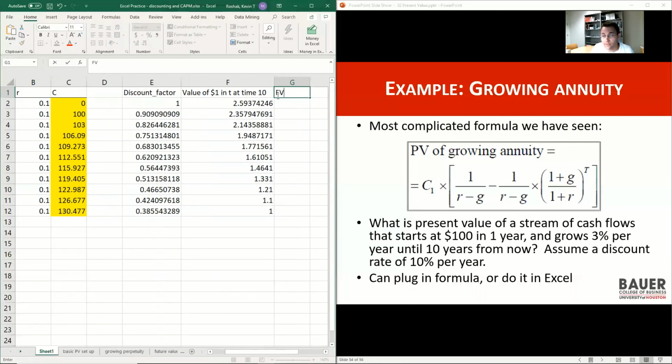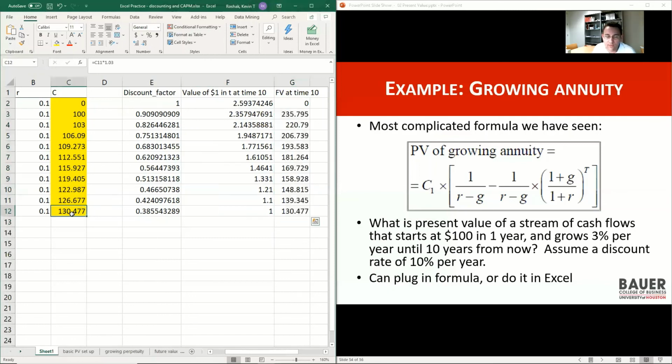So I'm just going to call that FV at time 10. The future value of the cash flow is the value of $1 at time 10 times the number of dollars that you have. So at time 0, you don't have zero, you have $0 here. You know that each dollar is going to grow to be 2.6 by time 10. So you multiply those two together, and then you fill down that formula again. And here's, again, a nice check. If you've got $130 at time 10, that's worth $130 at time 10. If you got $100 at time 1, that's going to be worth $235 at time 10.